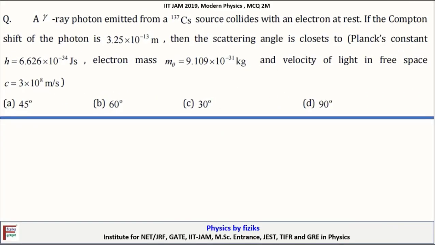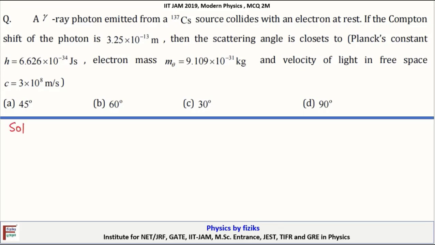This problem is related to the Compton effect. A gamma ray photon emitted from a cesium-137 source collides with an electron at rest. If the Compton shift of the photon is 3.25 into 10 to the power minus 13, then the scattering angle is closest to what? We have to determine the scattering angle theta.